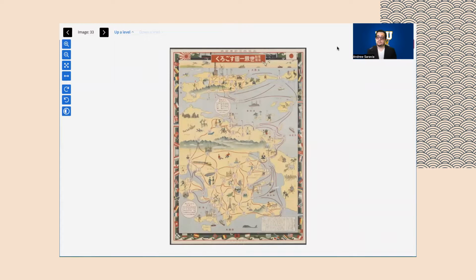Hello, my name is Andrew, and now my analysis will be on the Kaitei Kyoku Sekai Ishu Sugoroku. And this Sugoroku actually is called Home Education Around the World.